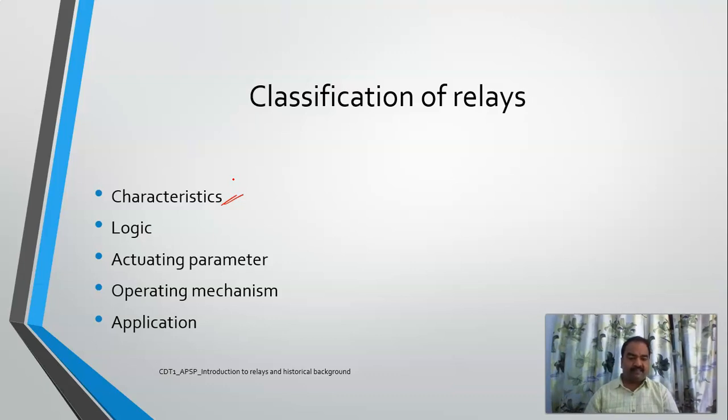The second thing is logic. What type of logic you are going to include in your relays. Based upon that, you can classify the relays. The next thing is actuating parameter. This is one of the things which is generally used to classify the relays. On what basis are you employing your relay?